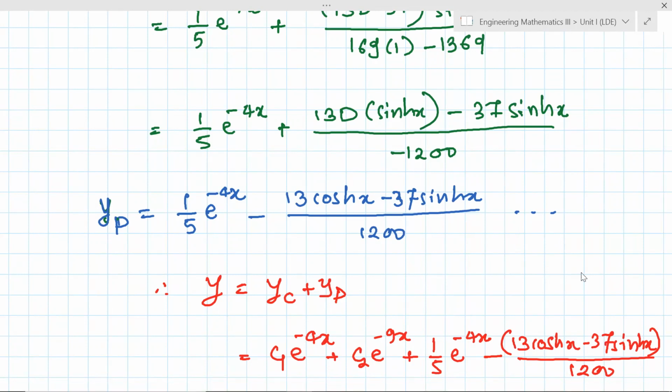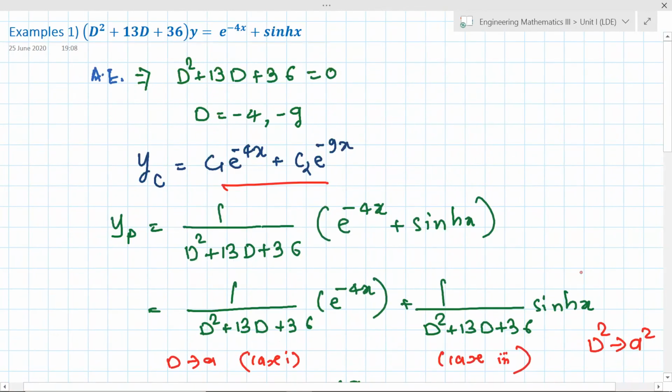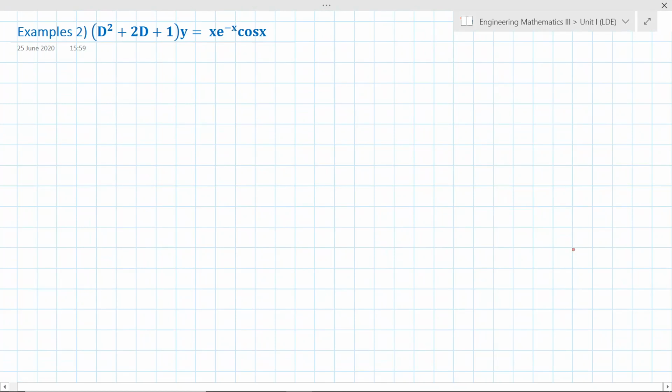Now let us move forward for the next question. We'll solve some examples. (D square plus 2d plus 1) y equals x e raised to minus x into cos x. See, this is the product of all these three things. Okay, so how we can do this? So let us see this.